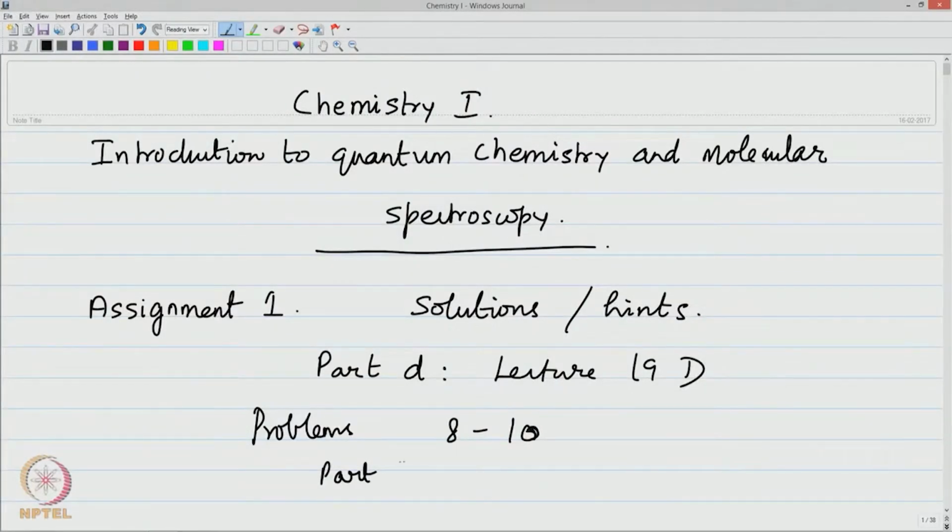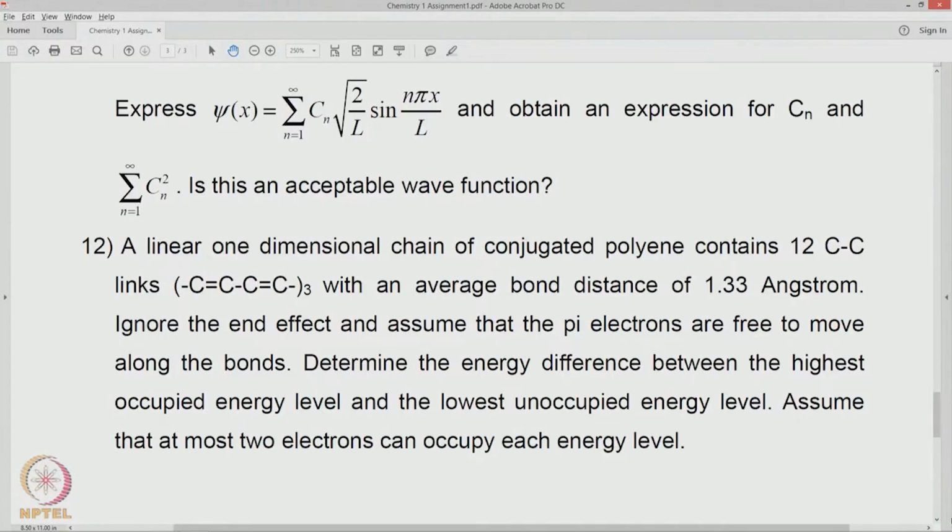Welcome back to the lectures in quantum chemistry and molecular spectroscopy. We shall complete assignment 1 with the last part, E, problems 11 and 12. It's lecture 19E. Let's go to problem 11.